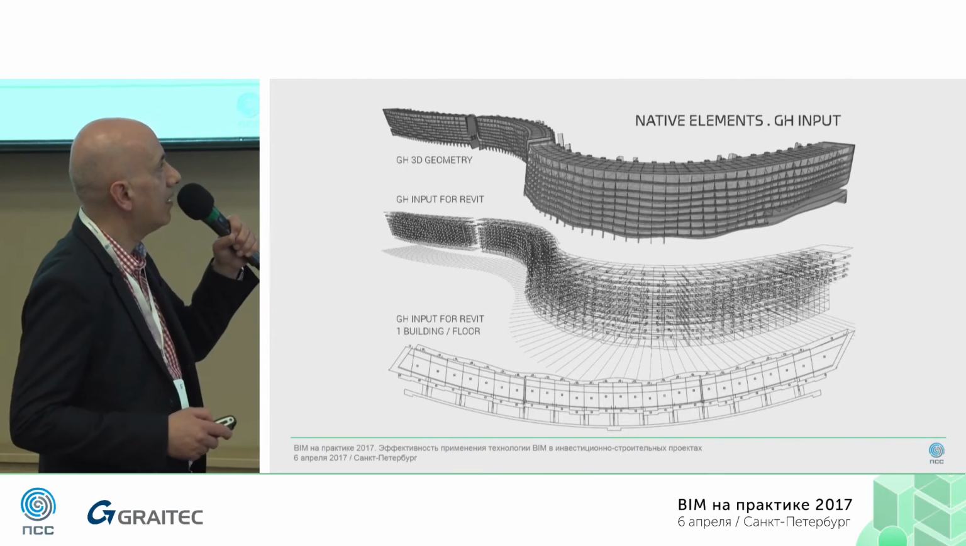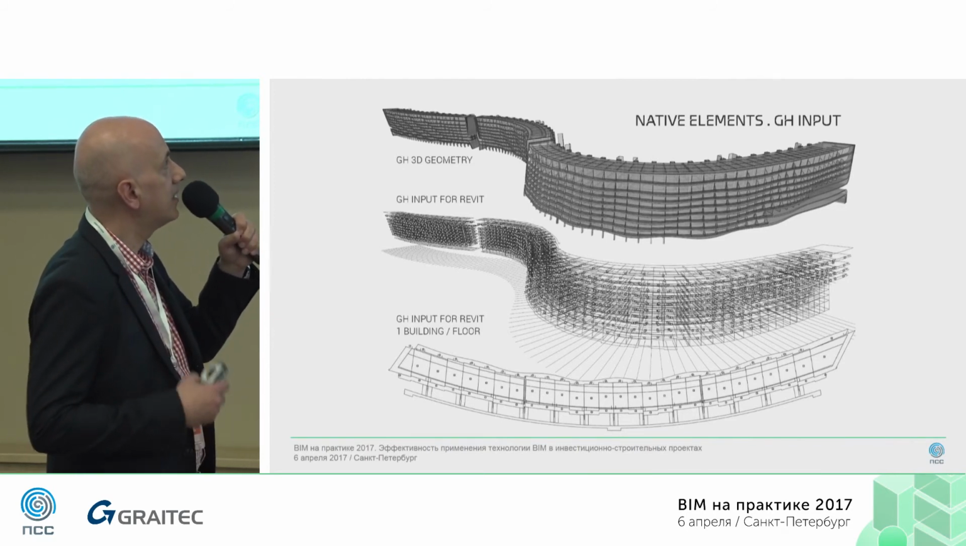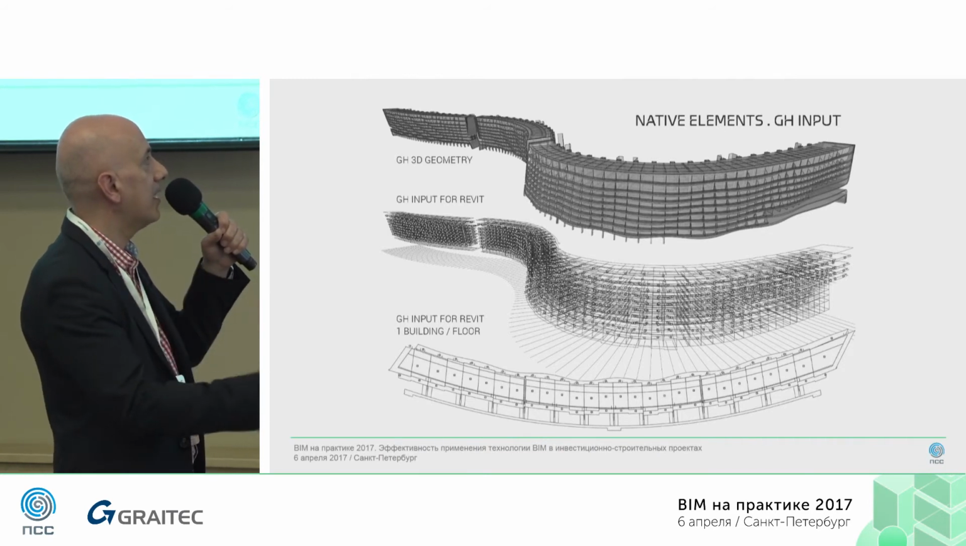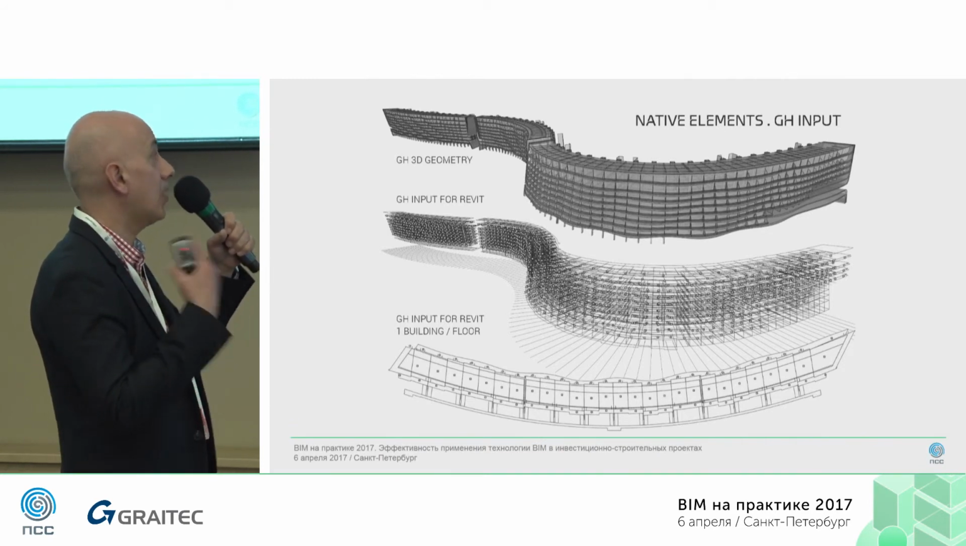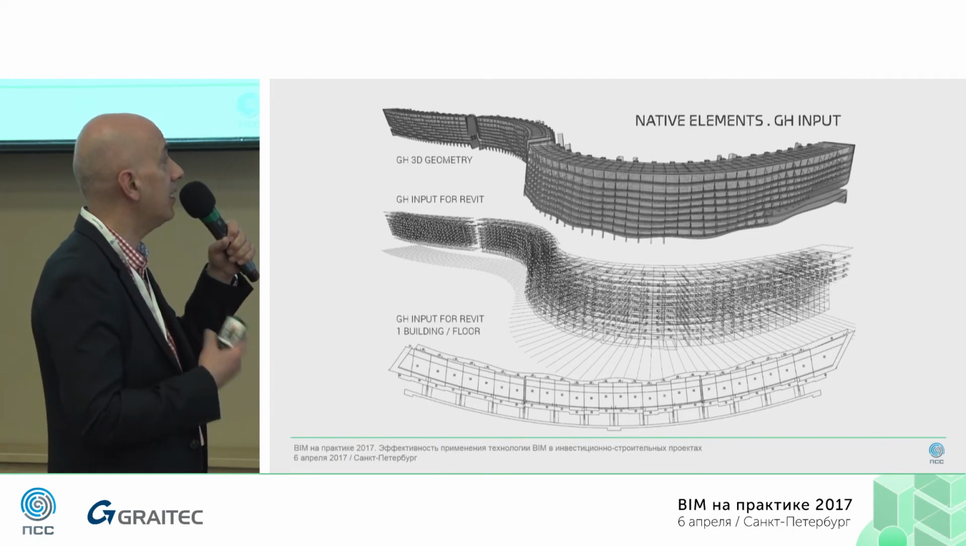You can see here the Grasshopper script generated basic lines, which were then imported much more quickly into Revit.